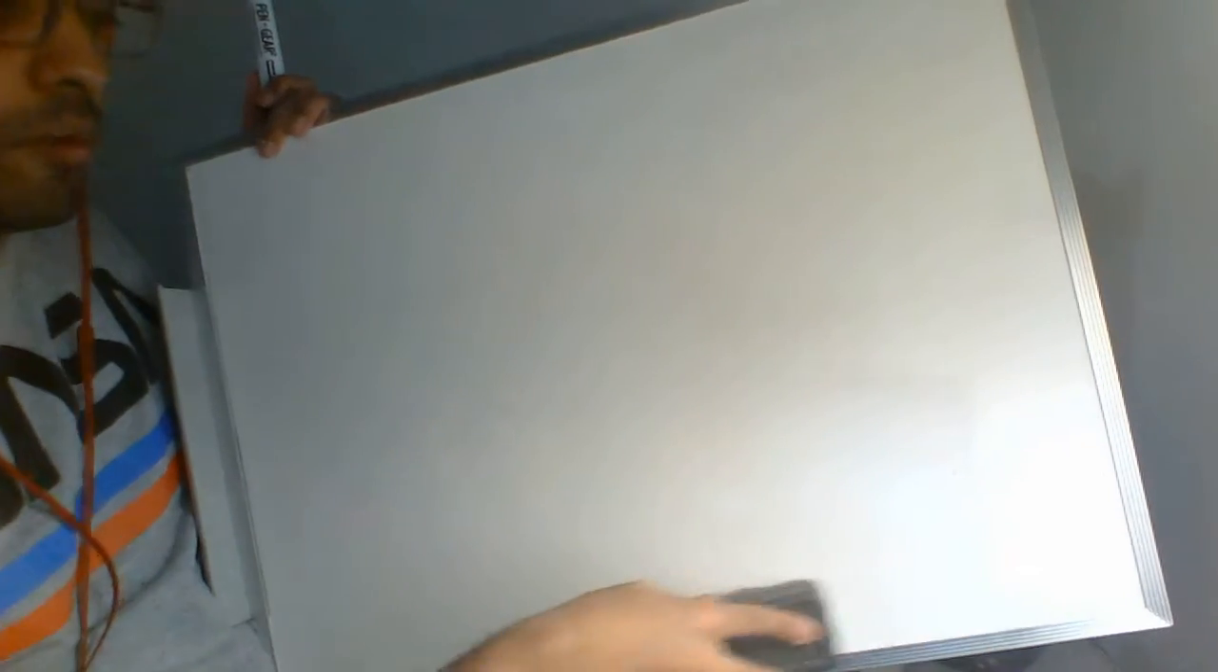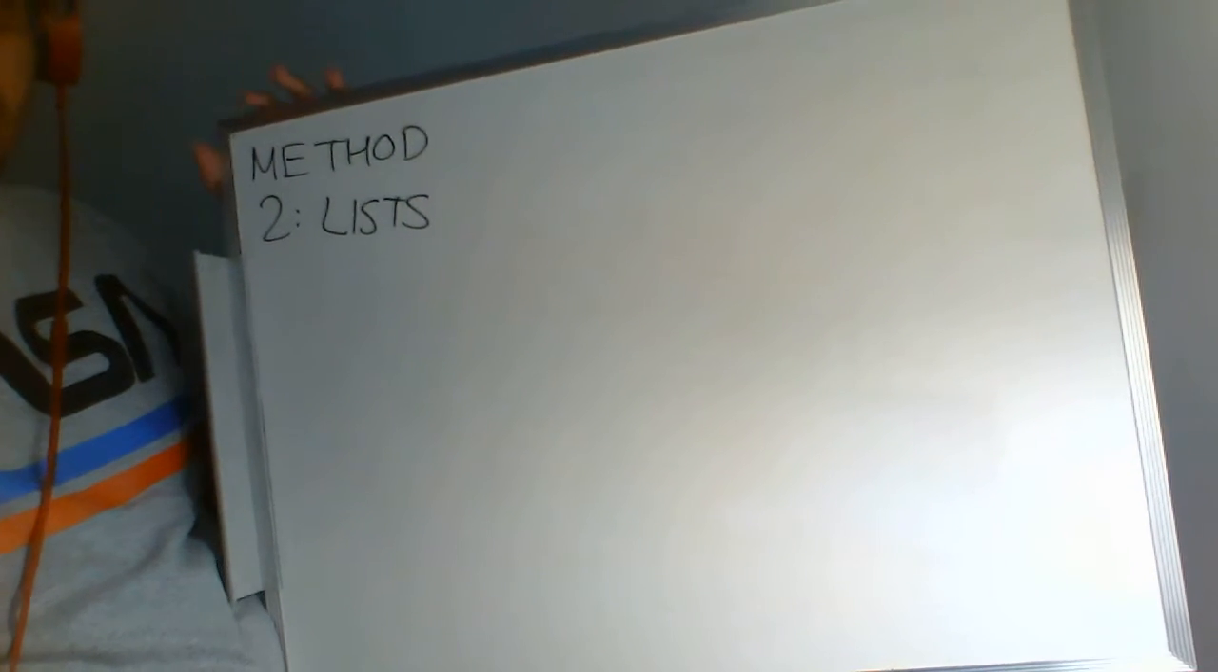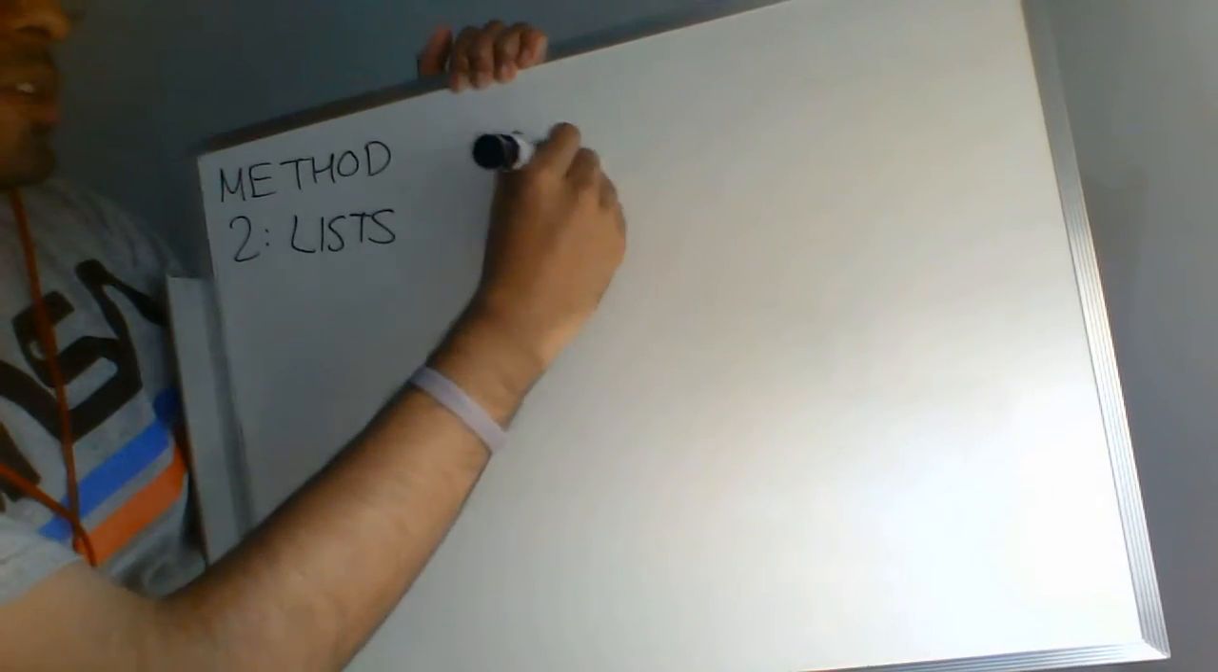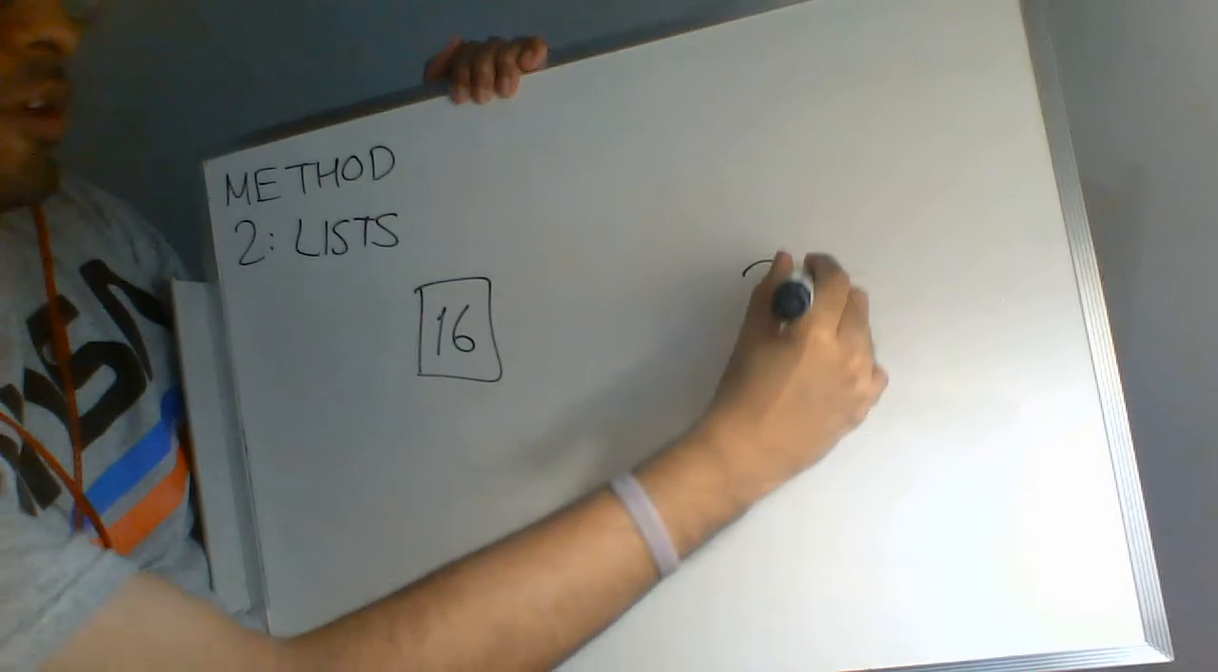Probably only one more if I want to show all of the methods again for it. But so method 2 is, I'm calling it lists, basically because we just list the factors by sort of trial and error. We just try and figure out how many different ways you can multiply two numbers together to get the numbers that you're targeting. So basically the numbers we're targeting here are 16 and 24, right?